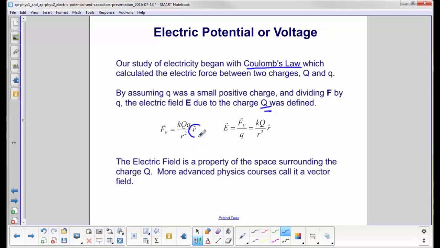Quick little review on our hat. This is a vector whose magnitude is 1, and it points in a line for the force between two charges, and here it points in the direction of the electric field. It just recognizes the vector nature of electric field and force. Electric field is a property of the space surrounding the charge Q. More advanced physics courses call it a vector field.